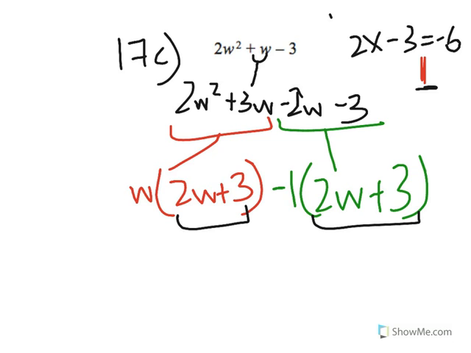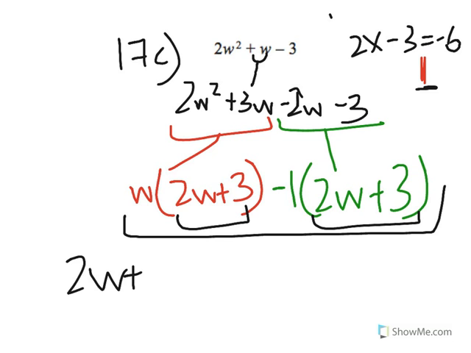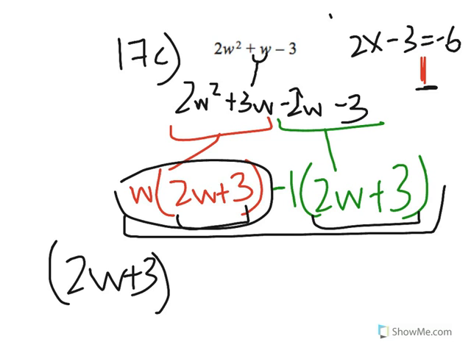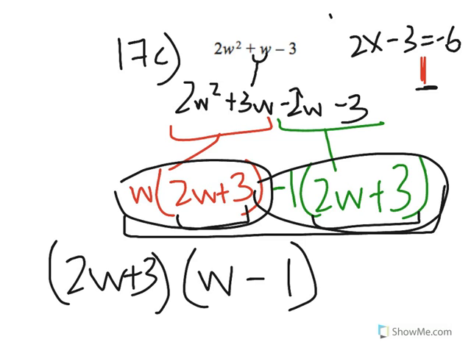So now what you have to do is factorize this further. So what is common between this whole expression? If you look at it, it's nothing but 2w plus 3. I know it sounds a bit confusing. So what is this divided by 2w plus 3? It's nothing but w, right? And what is this divided by 2w plus 3? It's nothing but negative 1. So it becomes 2w plus 3 times w minus 1.